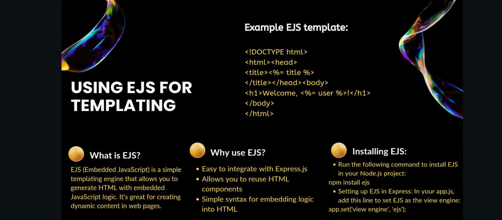And how to install EJS? You need to install EJS in your root directory. First go to your root directory, open your terminal in your root directory and run a simple command. This is npm install ejs. After that, you set up EJS in Express. In your app.js, which is the main file of your project, you need the app.set view engine ejs command. Now an example EJS template. You can see the basic structure of an EJS template here.